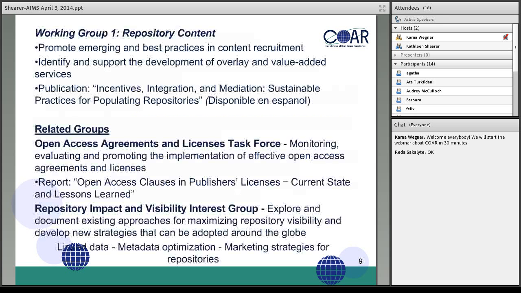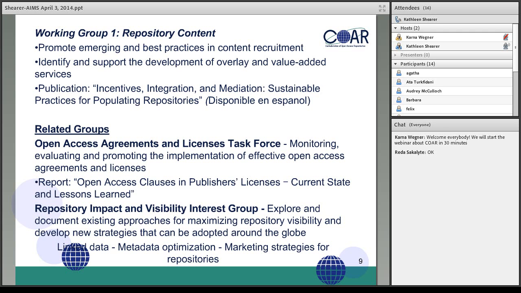So I usually say we work in two areas. We work at the very practical level, and we also work at the strategic level. At the practical level, we have three very large working groups: repository content, interoperability, and training and education. These groups are more umbrella groups for smaller interest groups, where most of the work in COAR is done, through smaller interest groups or task forces.